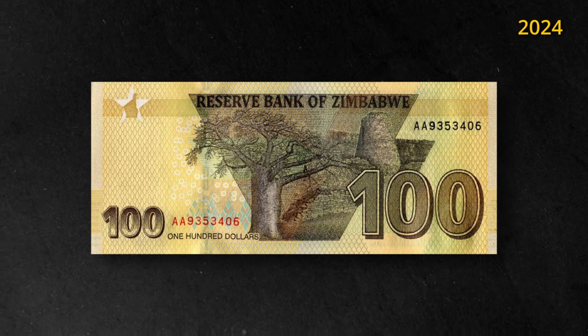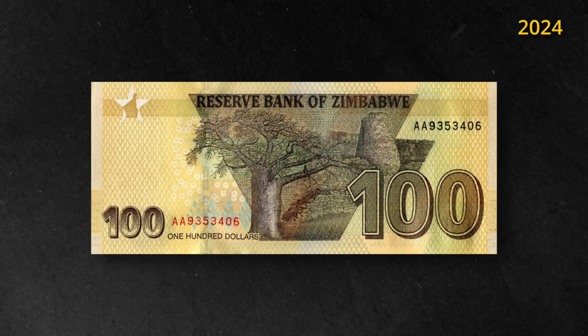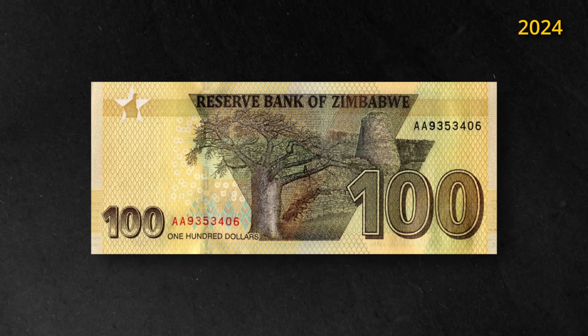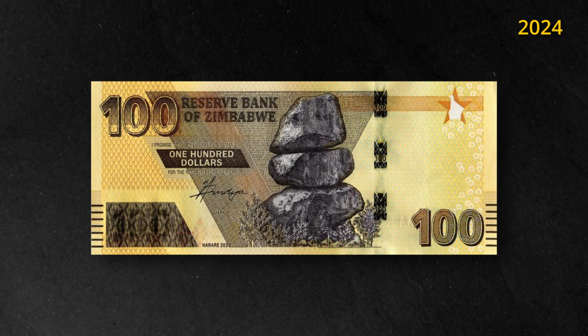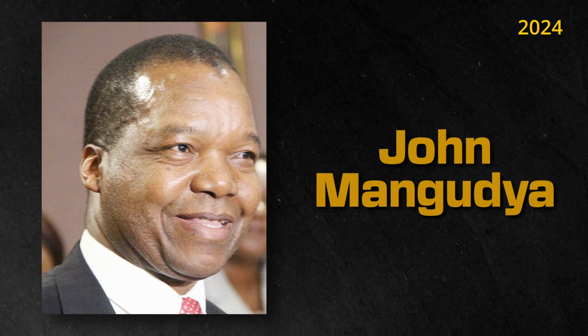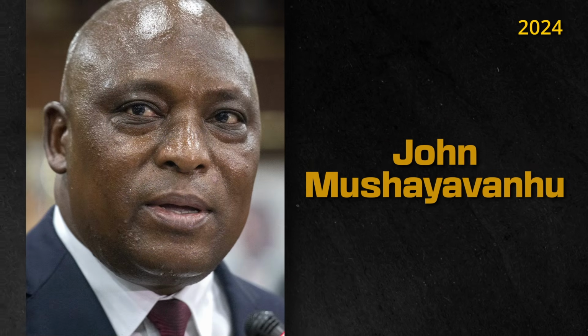A $100 note was also issued on the 5th of April 2022. It was yellow in color, and it featured an African baobab tree and the Great Zimbabwe ruins. All these notes were withdrawn on the 30th of April 2024. John Mangudya was replaced by John Mushayavanu as the governor of the Reserve Bank of Zimbabwe.